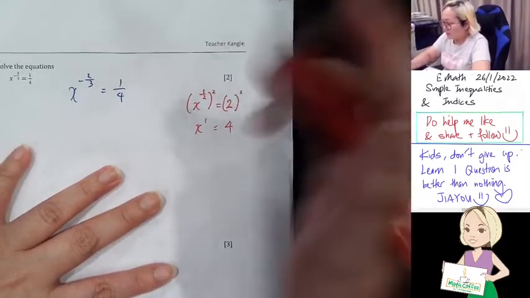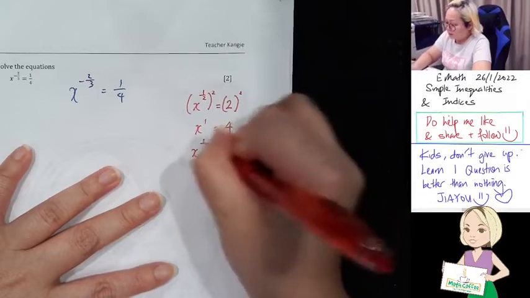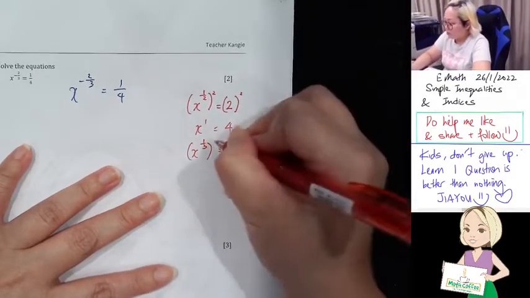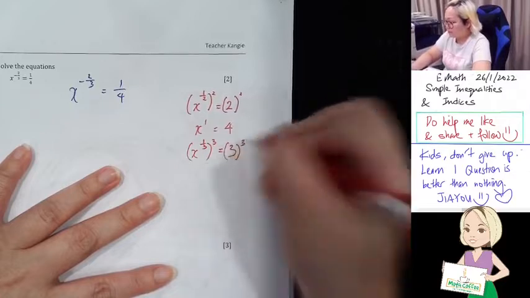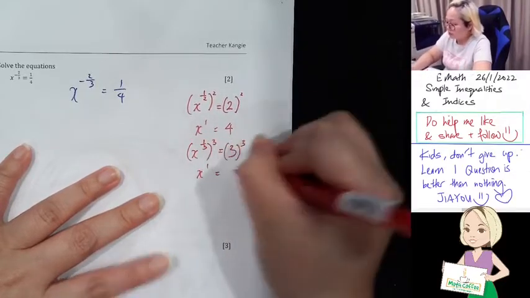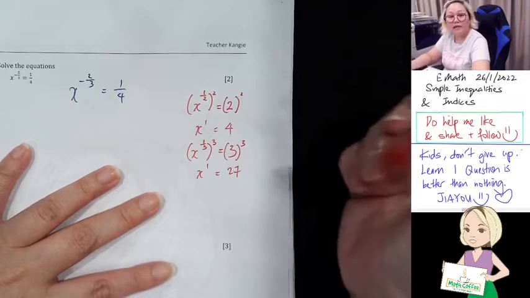Okay? Then x, same thing. If it's 1/3, I'm going to just times 3, right? To the power of 3, I mean. So it will be x to the power of 1 equals to 27. Right? This one is simple.